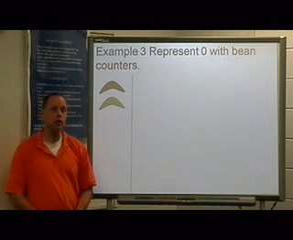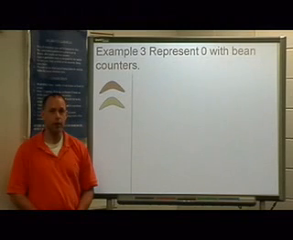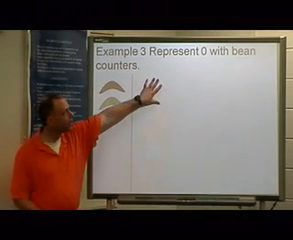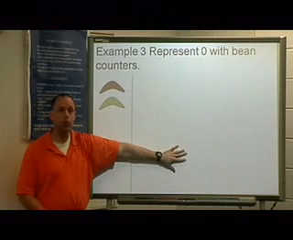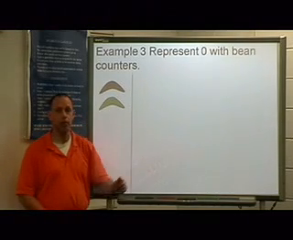Now 0 is a strange number to represent with the bean counters. First of all, many people think the number 0 means nothing. And with that idea, leaving a blank workspace would be one way of representing the number 0.